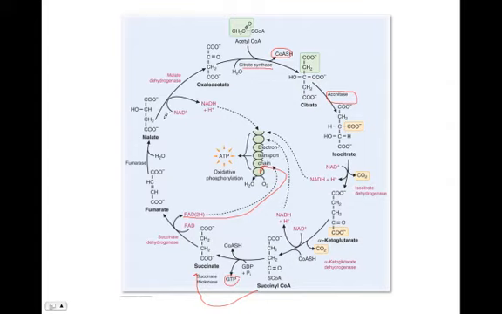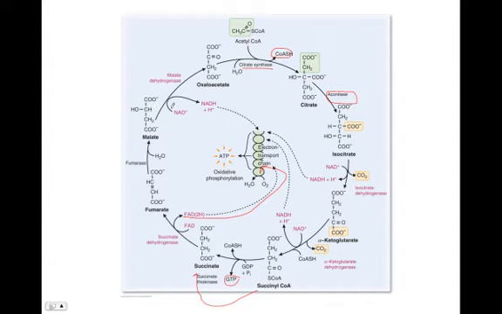Fumarate is converted to malate in the next step of the reaction via fumarase. In this reaction, you have hydration across this double bond in fumarate to generate malate. Malate is then converted to oxaloacetate by malate dehydrogenase. This step of the reaction also generates an NADH. This reaction from malate to oxaloacetate requires a lot of energy. It has a delta G of 29.7.